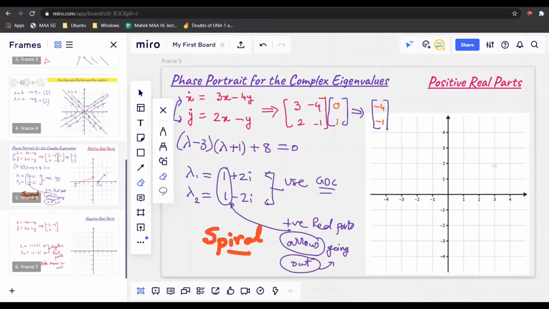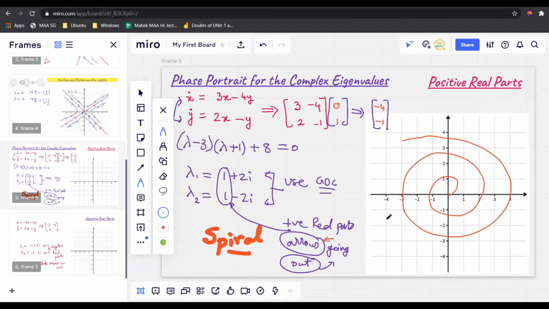It was just for understanding the direction. You should not show this on this graph. So we can start in the first quadrant, and I'll just move like this. As arrows are moving out, I put an arrow here in anti-clockwise direction. This shows the phase portrait of complex eigenvalues wherein we have positive real parts. The spiral is going outward because of positive real parts.